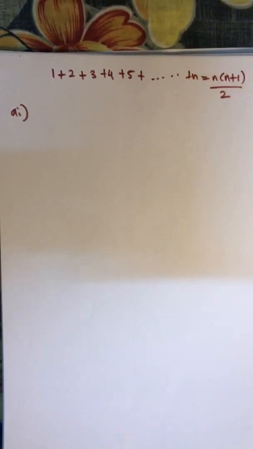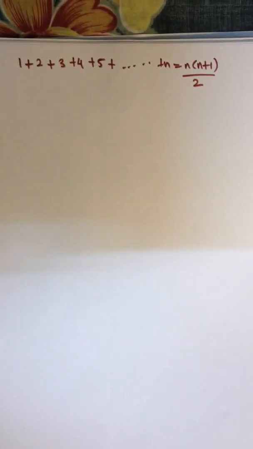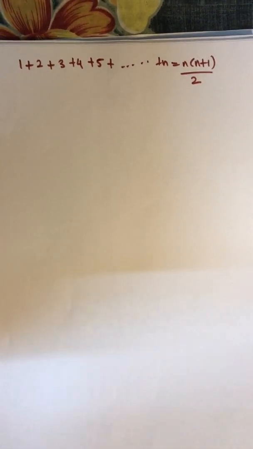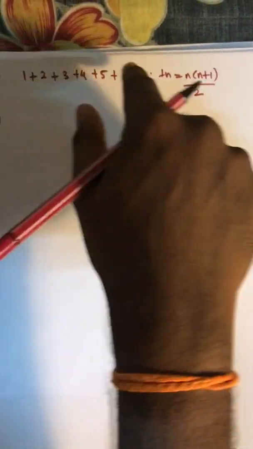Okay guys, question number 5, let me just go through quickly. They say show that this formula is true for the sum of the first 8 natural numbers. You need to know what a natural number is. Natural numbers are the counting numbers, and they already give you the formula to find the summation.